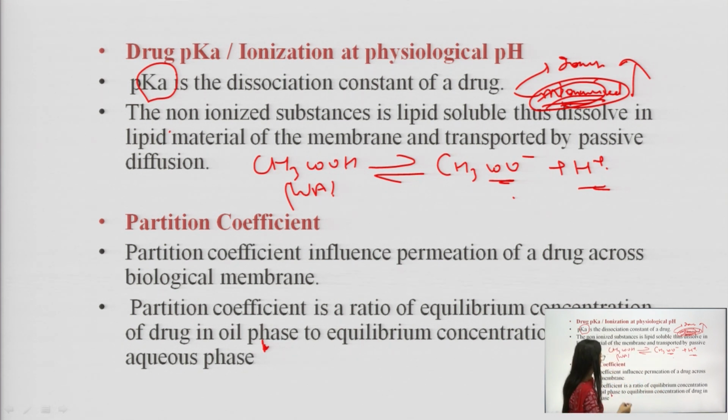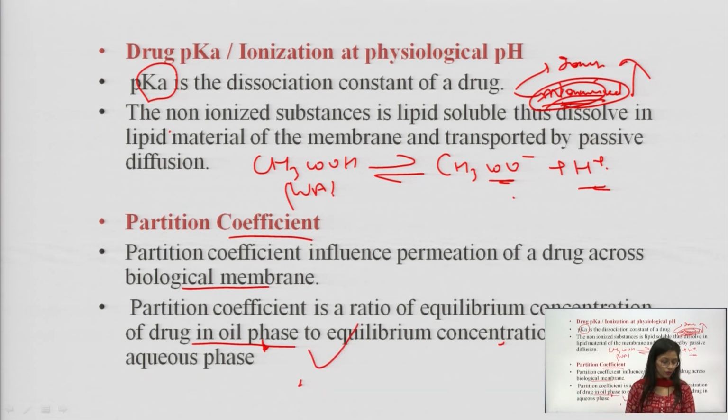Next we have the partition coefficient. What is a partition coefficient? Partition coefficient influences the permeation of a drug across a biological membrane. In a biological membrane, we have a lipid moiety. Partition coefficient is the ratio of the equilibrium concentration of a drug in the oil phase to the equilibrium concentration of the drug in the aqueous phase. It means we have a ratio of oil and water. We have to make sure this oil and water ratio is maintained. This is called the partition coefficient.